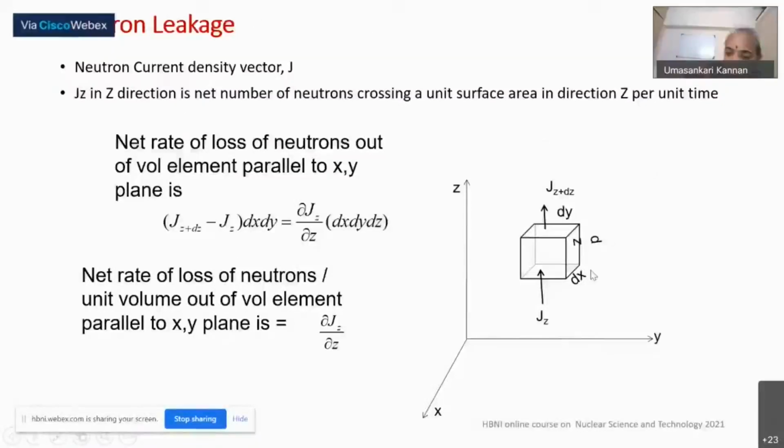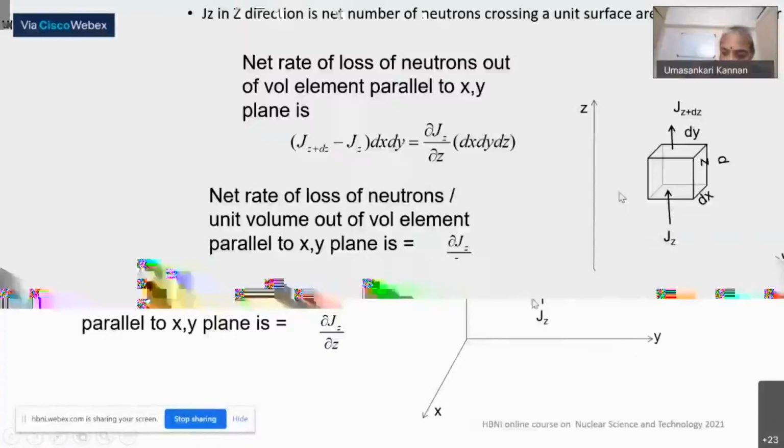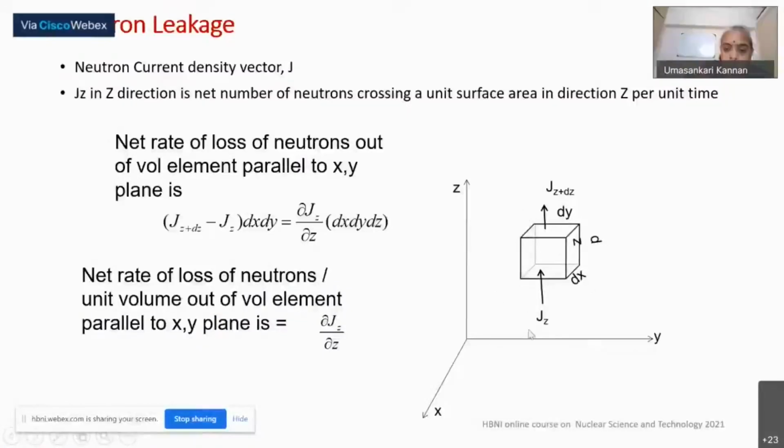Let us consider a simple volume. I am just taking Cartesian coordinates for the ease of our understanding. And here you can see that this is X, Y, and Z. I have considered a small cubic volume, and I have also told you that this is the small volume dx, dy, dz. So we are trying to calculate the net neutrons which are leaking out in a direction perpendicular to the XY plane. Suppose you say that the number of neutrons entering this volume is Jz, and the number of neutrons coming out of this volume is J of z plus dz.